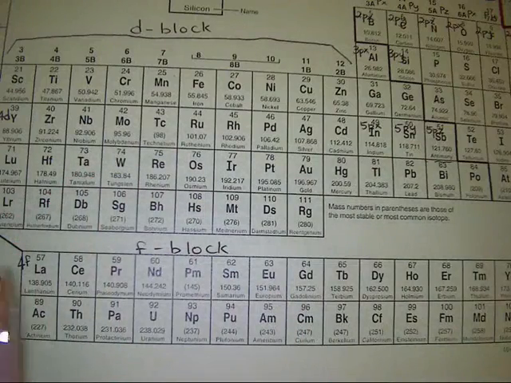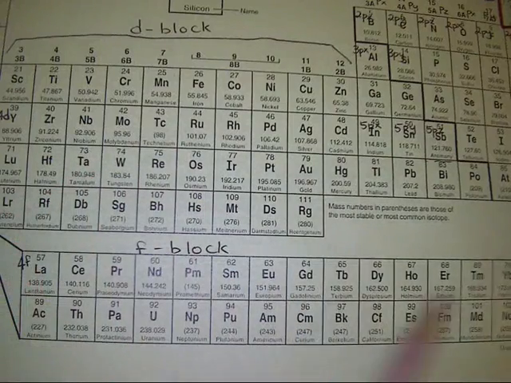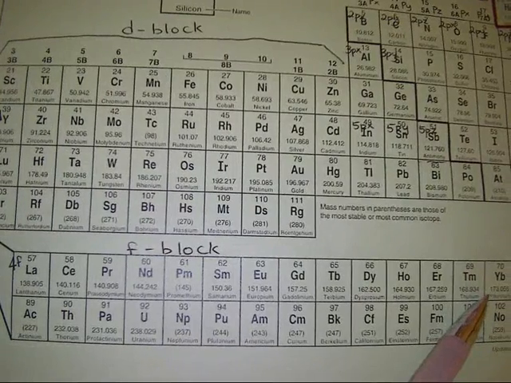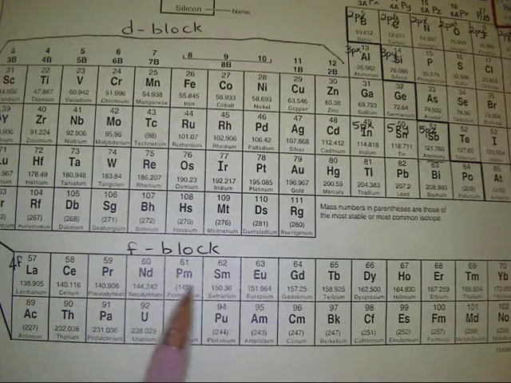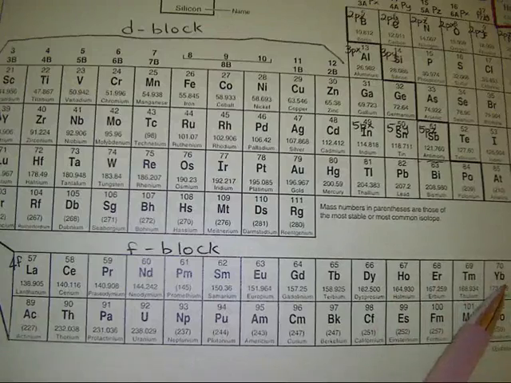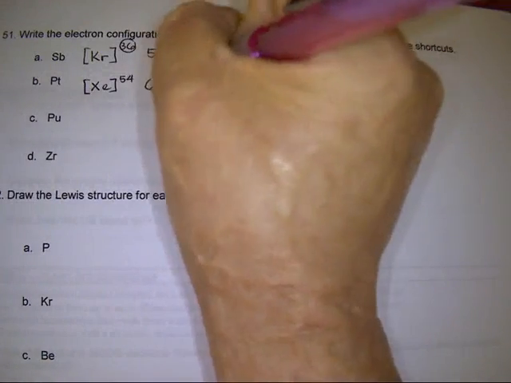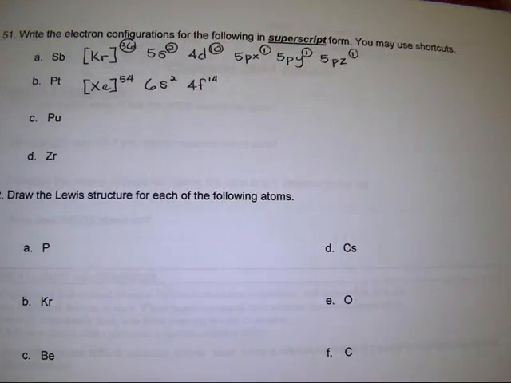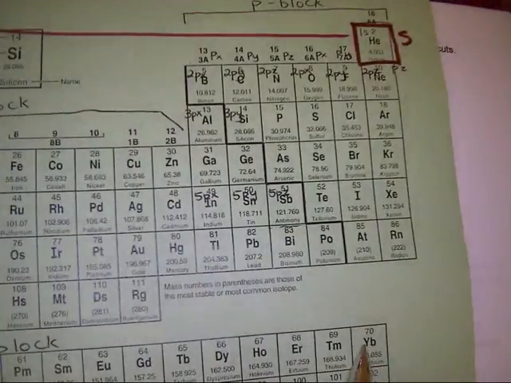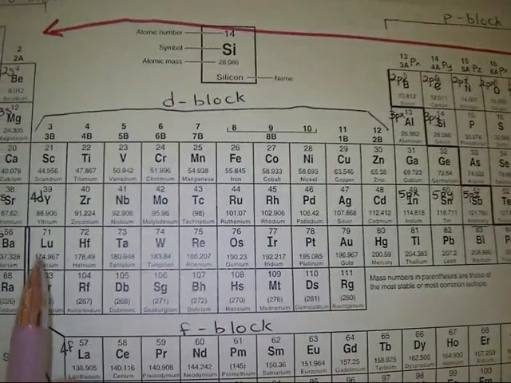Okay? Alright, so 57 all the way to 70 are 14 electrons. Okay, you can count the boxes. 1, 2, 3, 4, 5, 6, 7, 8, 9, 10, 11, 12, 13, 14. So I'm going to write 4F14. Okay, then here's 70. I'm going to go back to 71 now.